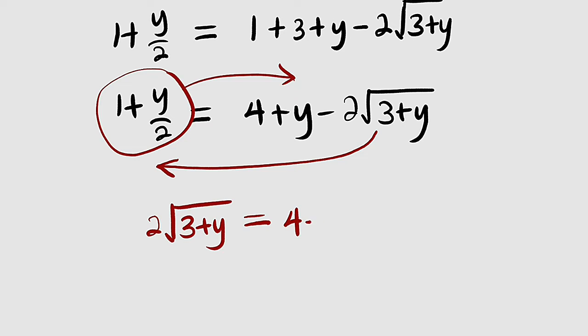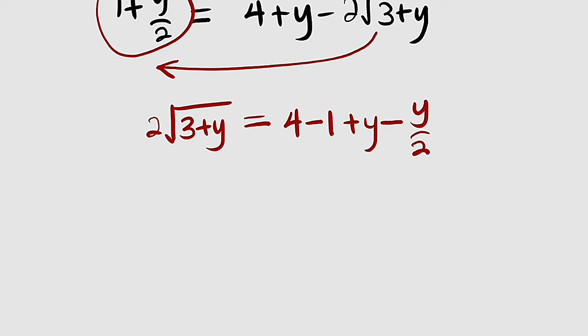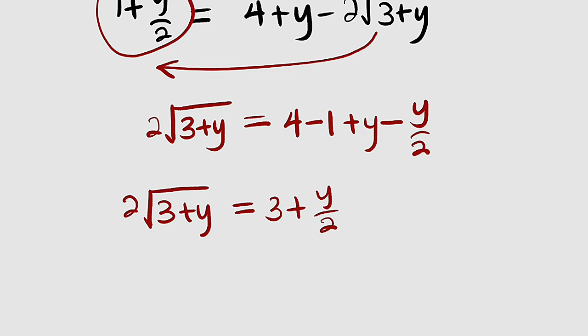As 1 crosses over, it becomes negative 1. Then we have y already to the right hand side. As y divided by 2 crosses over, it becomes negative y divided by 2. To the left hand side, we have 2 multiplied by square root of 3 plus y. And this is equal to 4 minus 1 is 3, and y minus y divided by 2 is y divided by 2.